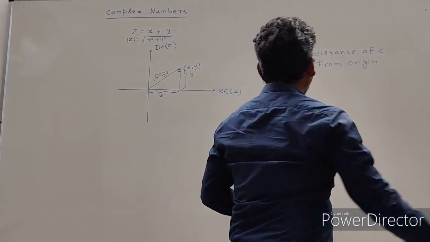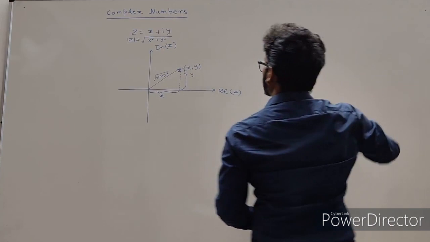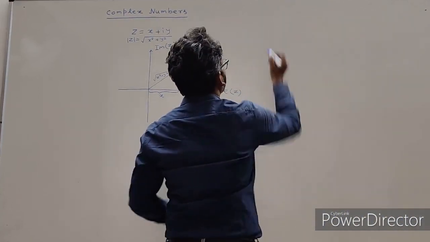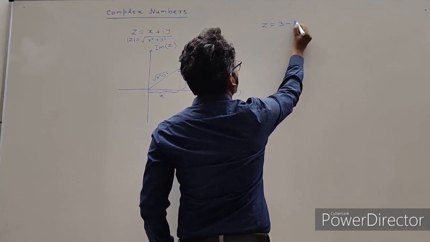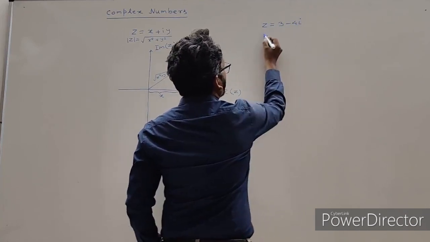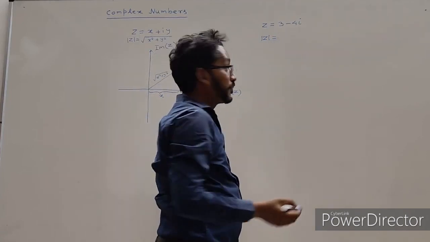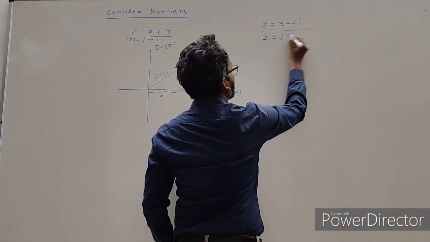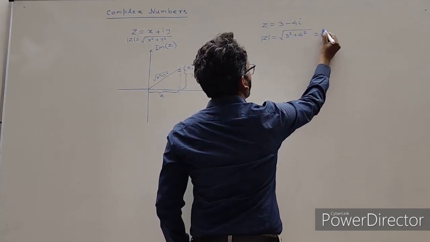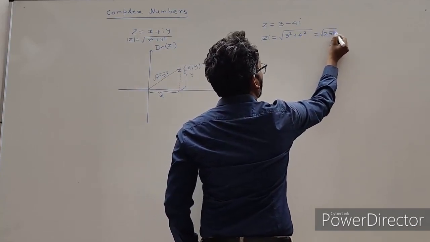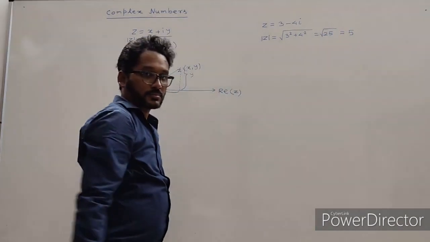For example, suppose we are talking about z is 3 minus 4i. Then what should be the modulus of z? The modulus of z should be the square root of 3 square plus 4 square. This is root 25, that gives us 5. So in this case, the modulus of z should be equal to 5.